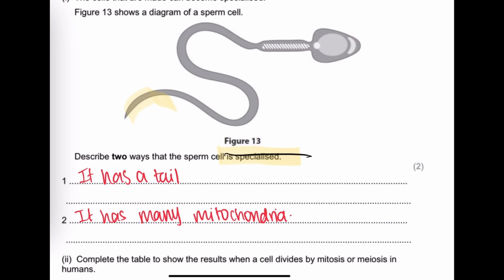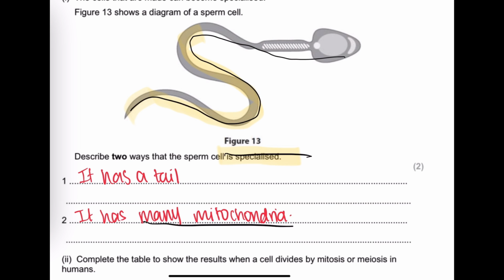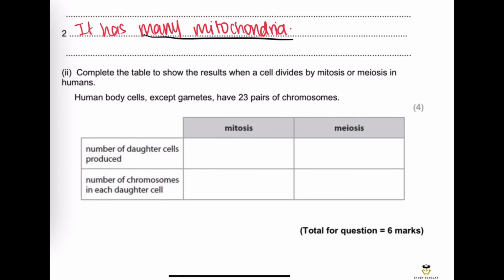As you can see here, it has a tail, and this is one of the features. Not every cell, like a red blood cell, has a tail. Another feature is that it has many mitochondria. Some other features that you could have are that it also has a sac with enzymes, that it's streamlined, meaning it's very thin and long, which is unnatural since most cells are more like a circle, and also that it has 23 chromosomes.